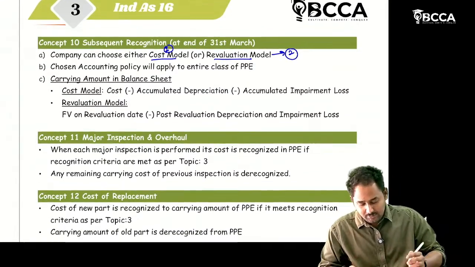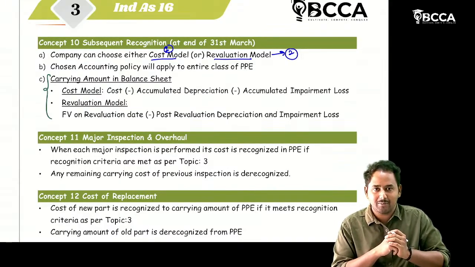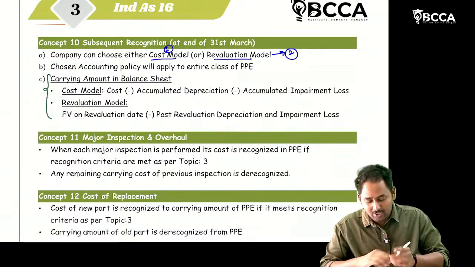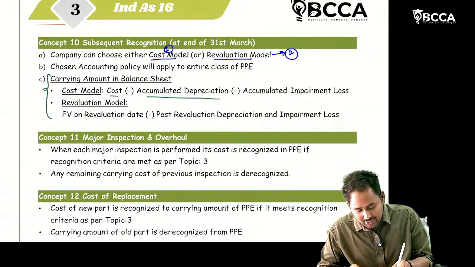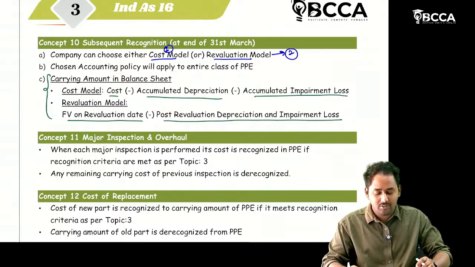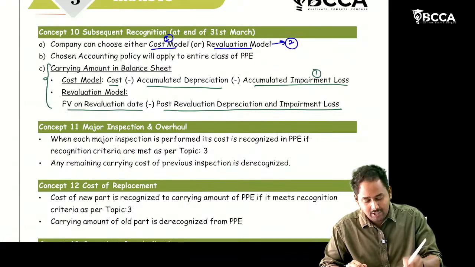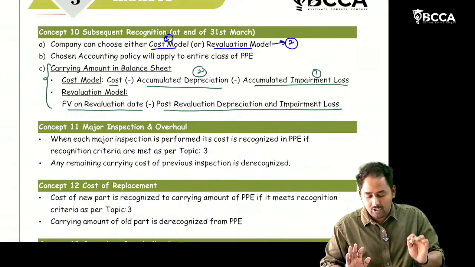Then the second element. Here I am just showing how to find out the carrying amounts on the balance sheet. In case of the cost model: cost minus accumulated depreciation minus accumulated impairment loss. Here, the fair value and revaluation date, post revaluation depreciation and impairment loss. I will tell you what the impairment loss is, what the depreciation is, and what the net value is.